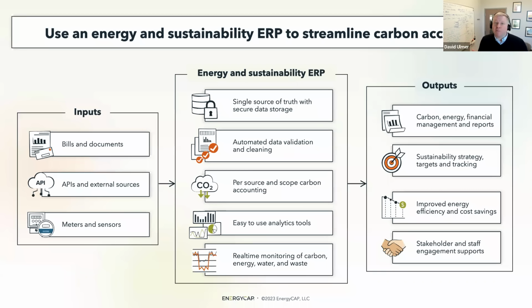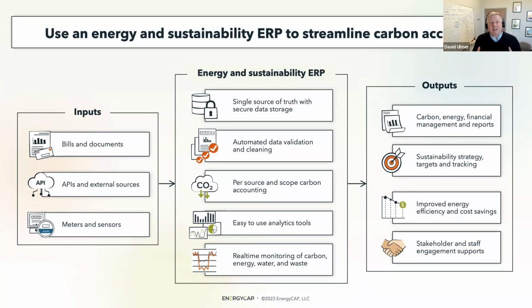So Amber really laid out some of the benefits of moving from a very manual, spreadsheet-based system over to a more organized, more full-fledged type of software to help with these challenges. And using an energy and sustainability ERP can really streamline your carbon accounting. And what do we mean by that? Many of you may be familiar with some of the benefits of using an ERP from a financial perspective, or maybe from a manufacturing perspective.